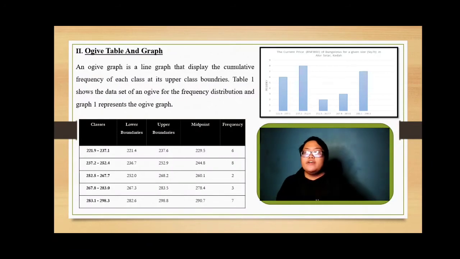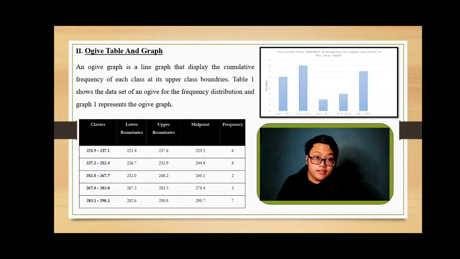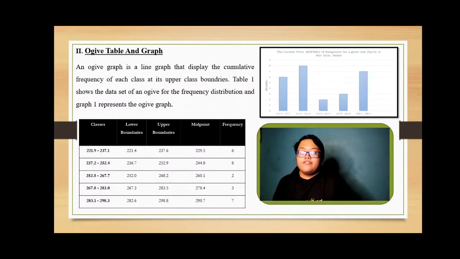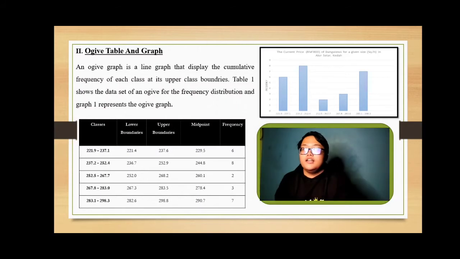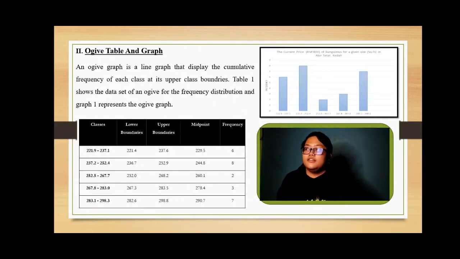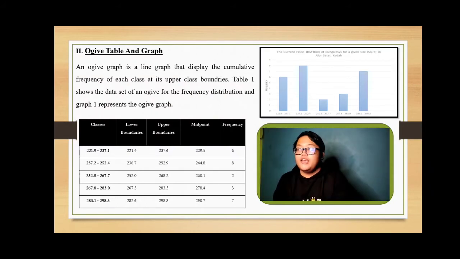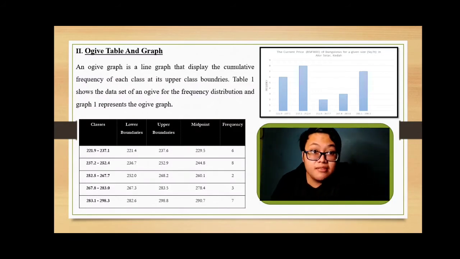Now we are going to talk about the ogive table and graph. So what is an ogive table and graph? An ogive graph is a line graph that displays the cumulative frequency of each class at its upper class boundary. Table 1 shows the data set for an ogive for the frequency distribution, and graph 1 represents the ogive graph.